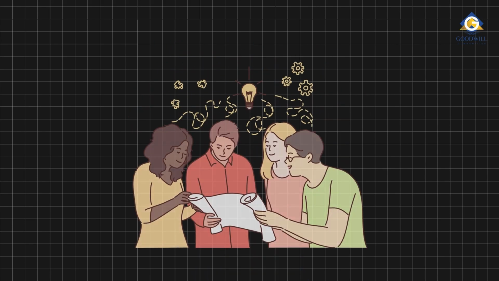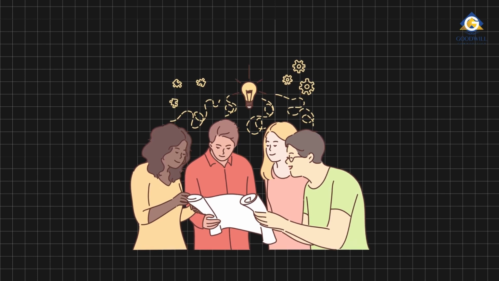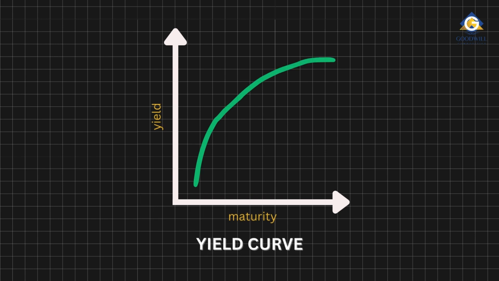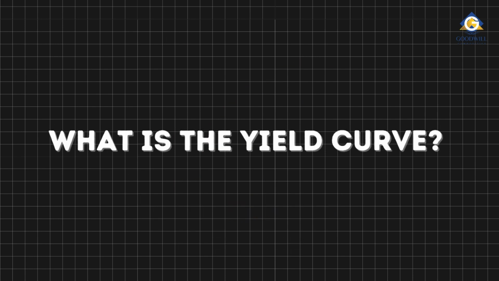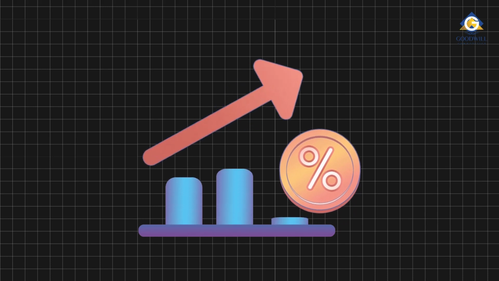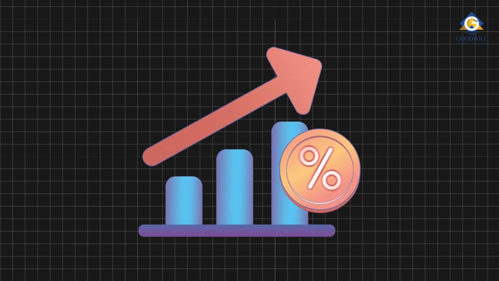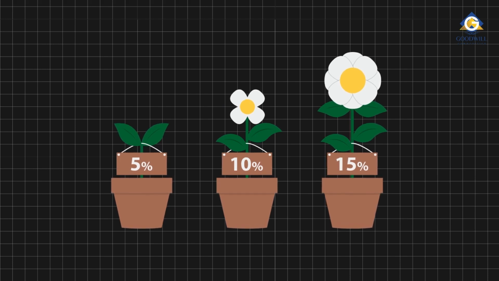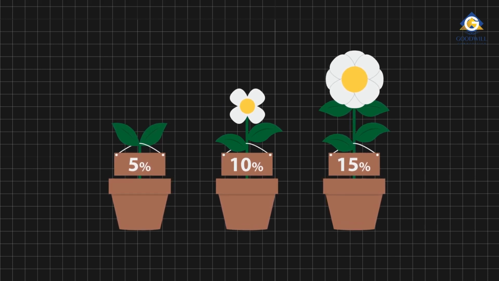Today, we have a fascinating topic to discuss that's essential for anyone interested in finance and investing: the yield curve. Let's start with the basics. What is the yield curve? Well, the yield curve is a graphical representation of interest rates for a range of maturities on a set of fixed income securities. In simpler terms, it shows you the interest rates on bonds of different durations.